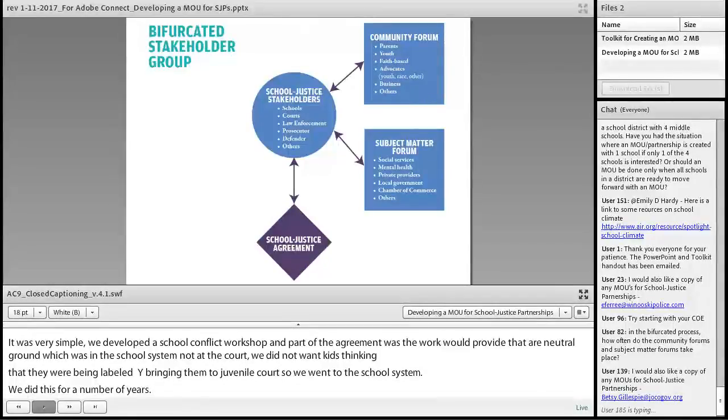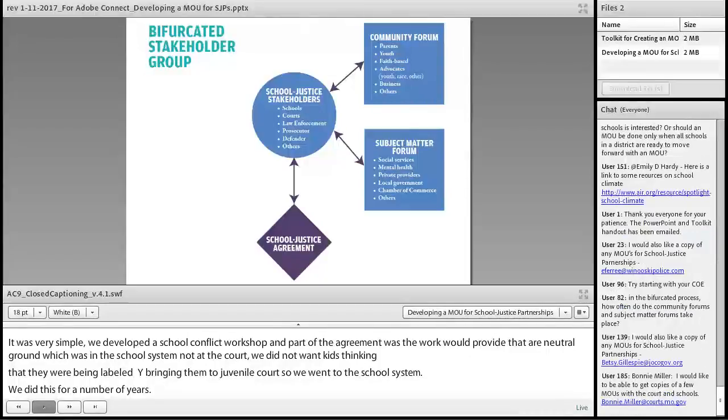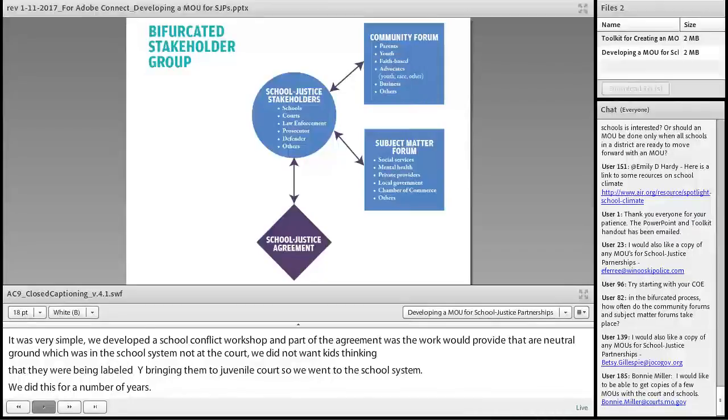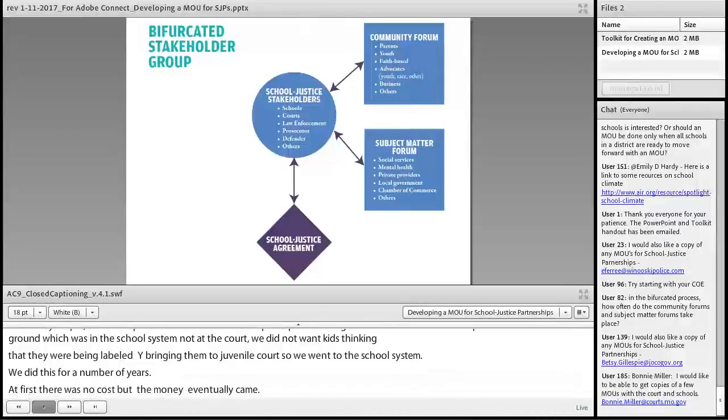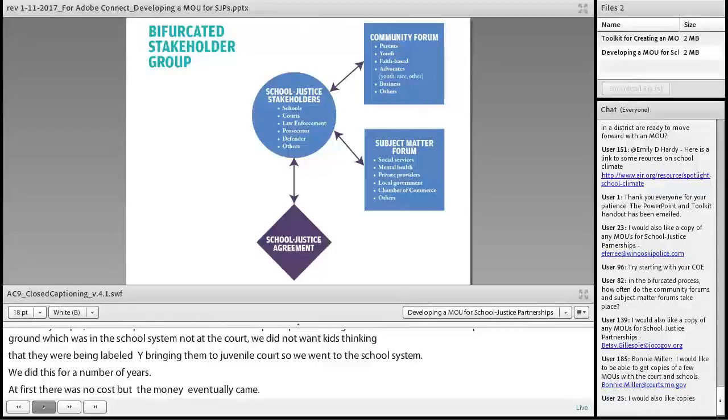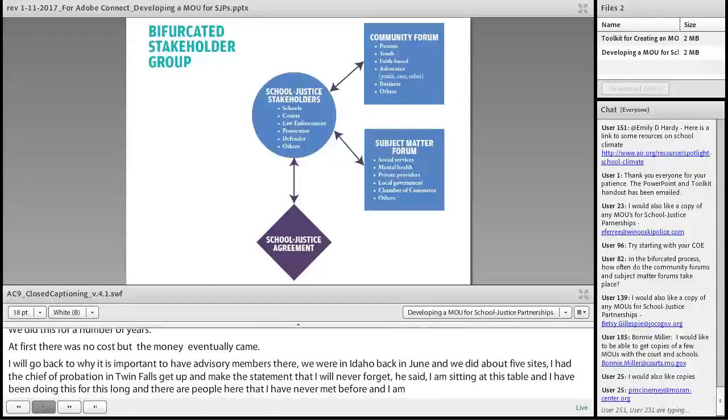And that's the other thing, I want to go back to why it's important to have these advisory members there. We were in Idaho back in June. We did about five sites. I had the chief of probation over in Twin Falls get up and make this statement that I will never forget. He said, I've been sitting at this table for this long, and there are people here I've never met before. And I'm learning what they have that I never knew they had to help me out. That simple communication is so significant. So I hope that answered the question.